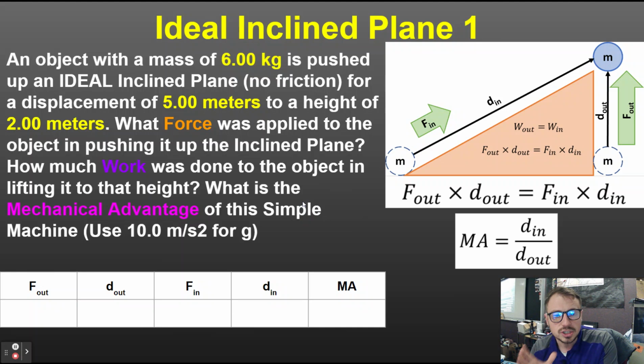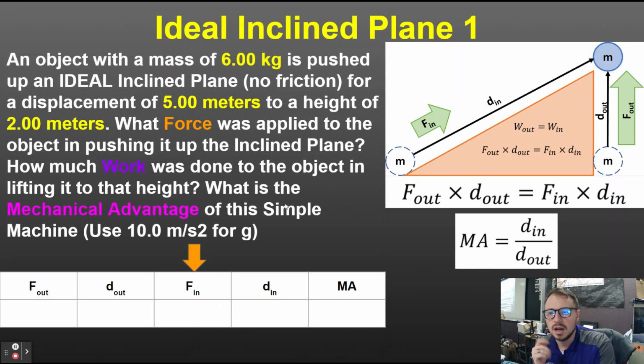So let's just do a problem, right? An ideal machine, an ideal inclined plane. An object with a mass of 6 kilograms is pushed up an ideal inclined plane, so that means no friction, for a displacement of 5 meters to a height of 2 meters. What force was applied to the object in pushing it up the inclined plane? How much work was done to the object lifting it to that height? What is the mechanical advantage of this simple machine?